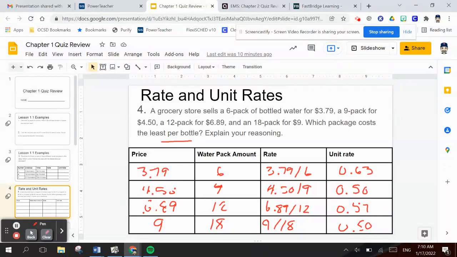So if I look up here, make sure I got all those right. $4.50 for 9. Which package costs the least per bottle? So you would be looking at either the $4.50 for 9 bottles, or if you want more bottles, you can have either one of those two. Those both are the same, they're equal.